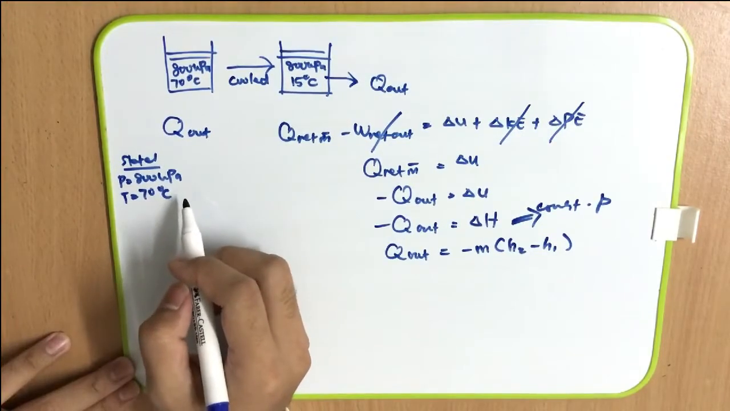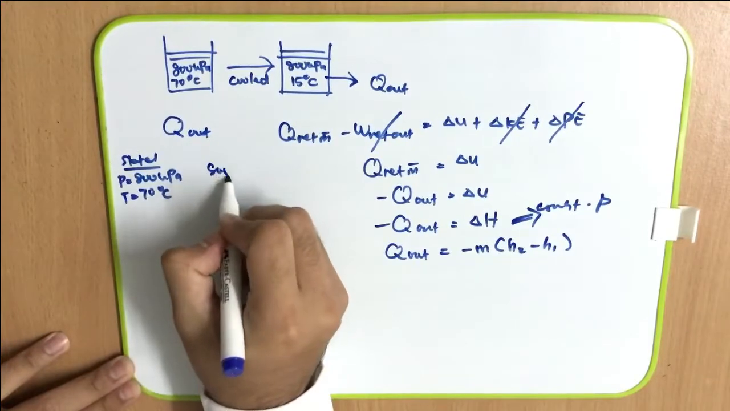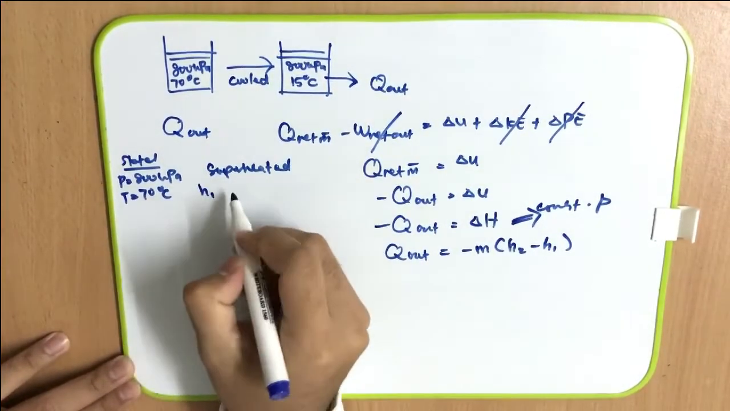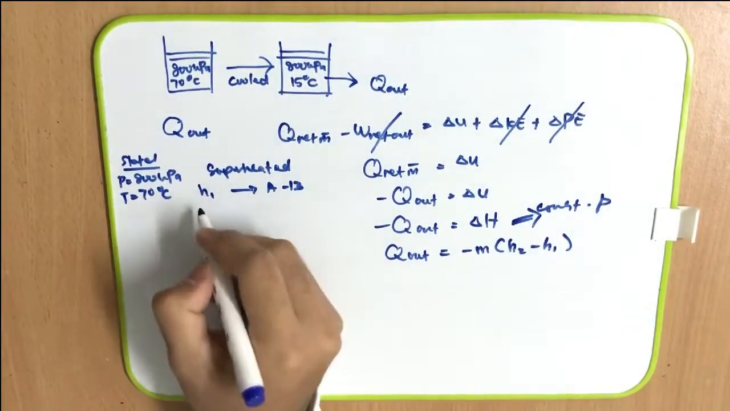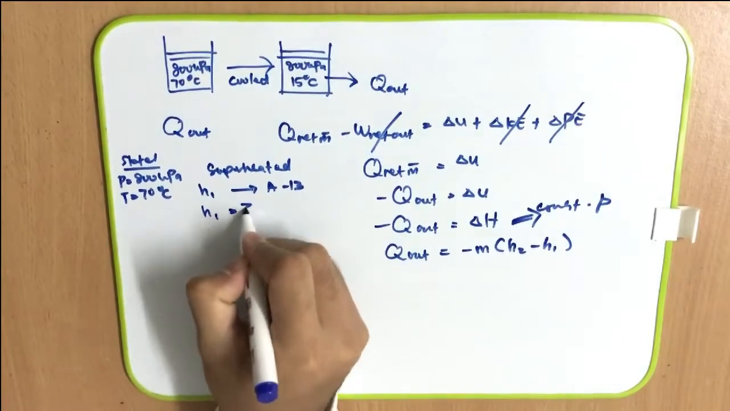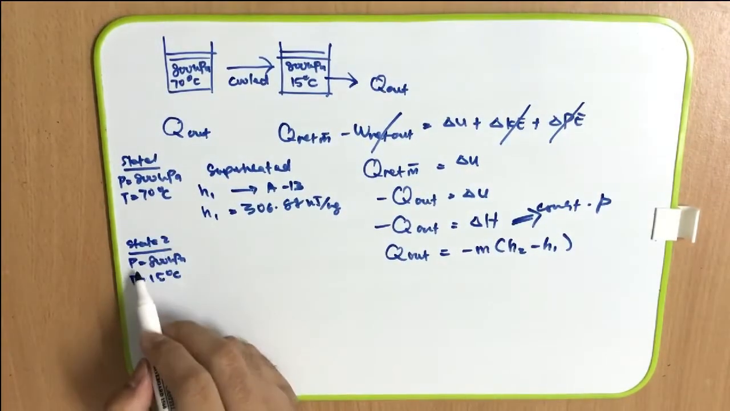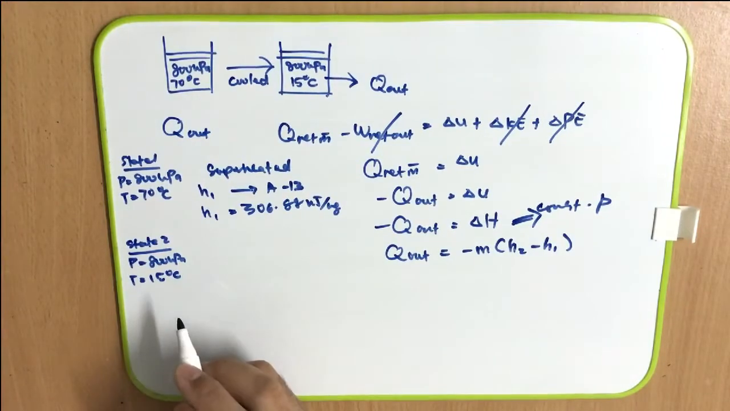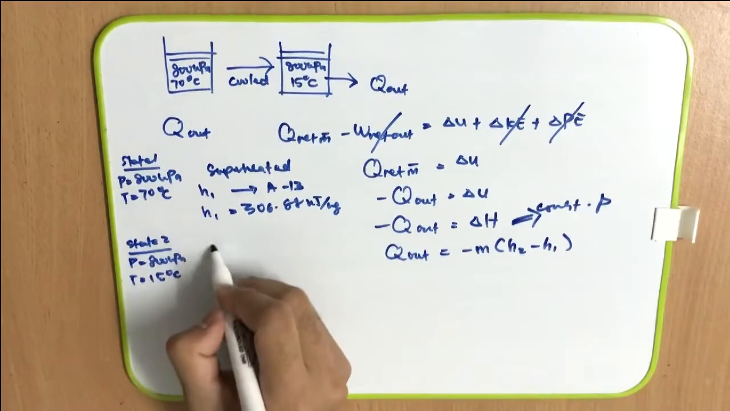After we check from table A5, we have found that the phase for state 1 is superheated. And because of that, in order to find the H1, we have to look at table A13. And from table A13, H1 is equal to 306.88 kJ per kg. For state 2, the pressure is 800 kPa and the temperature is 15 degrees C, in which after we check with table A5, we have found that the phase for state 2 is compressed liquid.